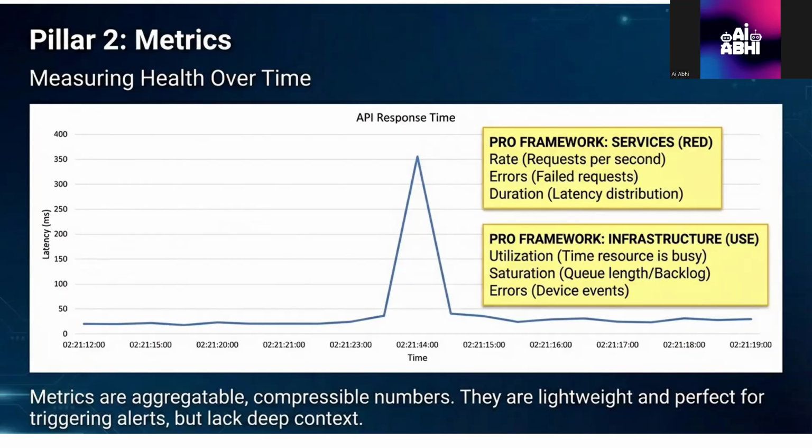So let me give you a pro insight. If you are doing this at scale, look into the RED method for services: rate, errors, and duration. And for infrastructure, you can use the USE method: utilization, saturation, and errors. These give you a structured way to think about what metrics actually matter.